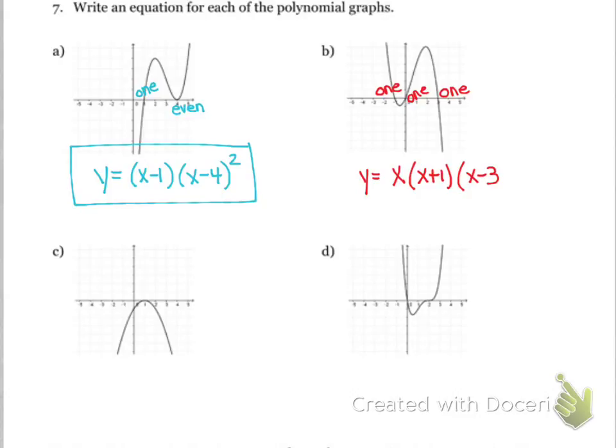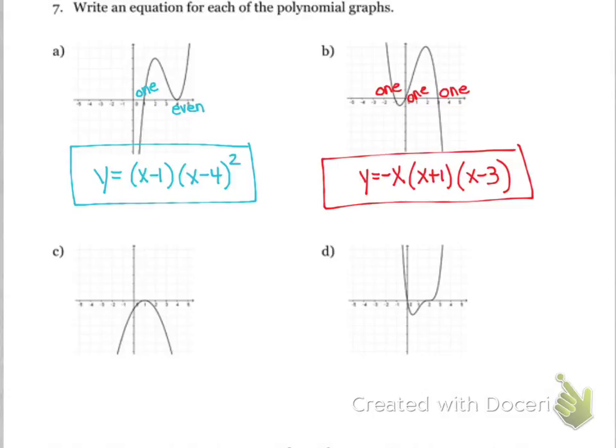Now, if you look at A and B, they're both odd, but their end behaviors are in different directions. So since this one starts on the left, it goes up, and on the right it goes down, that means it's a negative leading coefficient. So I'm going to put a negative right in front of that x. So that is our function in factored form for our polynomial.